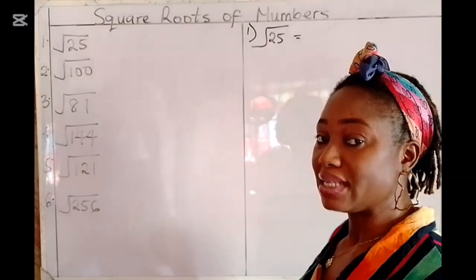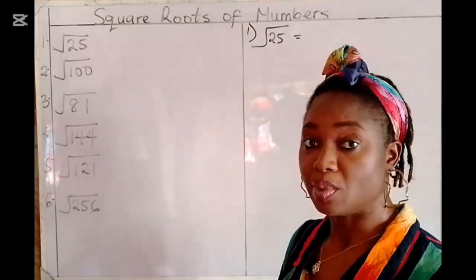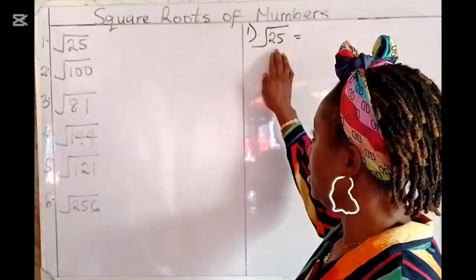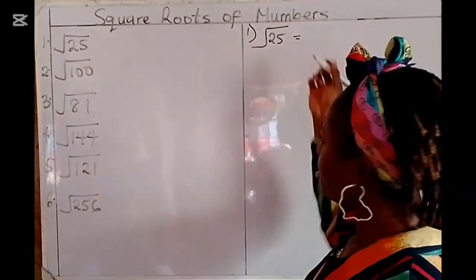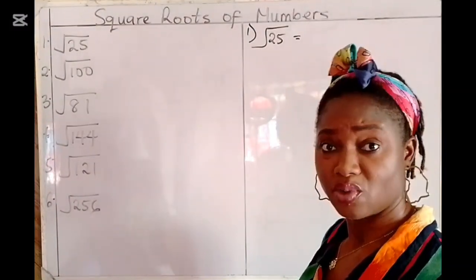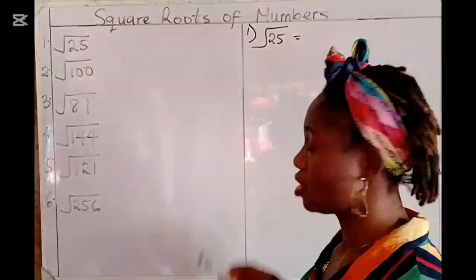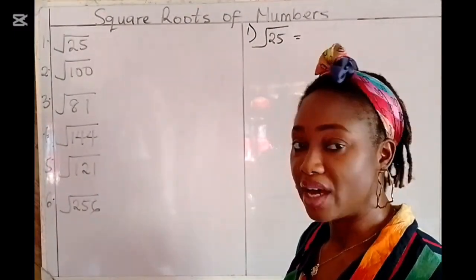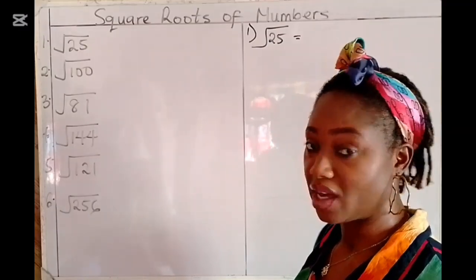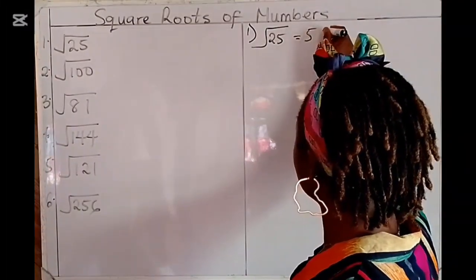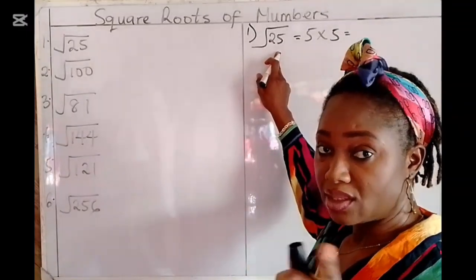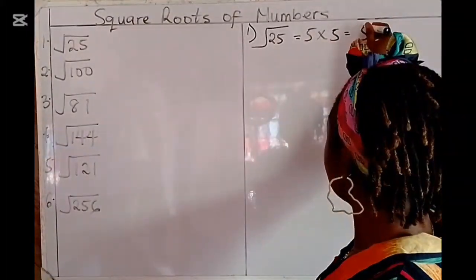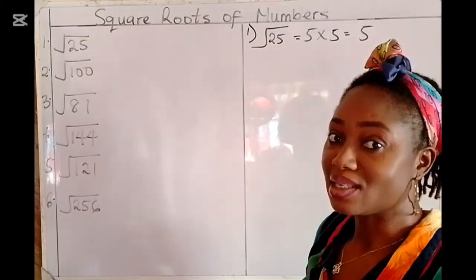Look at two numbers that are the same, that when you multiply together will give you the exact number in the root box. What about 4 times 4? 4 times 4 is 16. Is that what is in the box? No. How about 5 times 5? 5 times 5 is 25. That means the square root of 25 equals 5. It's as simple as that.